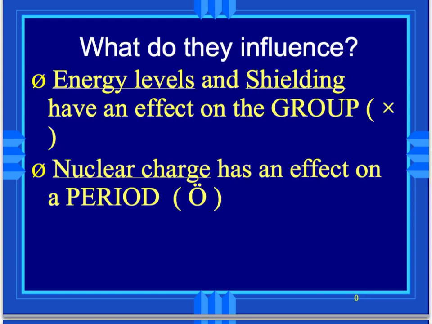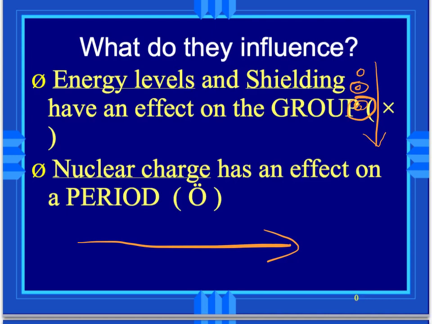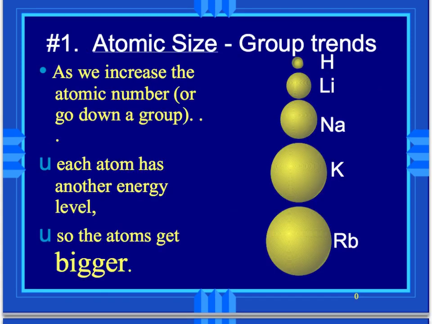So more specifically, what do these 3 things influence? Well, when we're looking at trends among a group, and remember a group is going down, the things that we're going to notice are energy levels and shielding. And this makes sense because you've got 1, then 2, then 3, so it's getting bigger and further away. And then the other one that we need to worry about is nuclear charge, and this has an effect on the periods or the rows going across. And obviously if I have an element here and an element here in the same row, this one is going to have more protons, so it's going to have a larger nuclear charge because it has more protons in it.